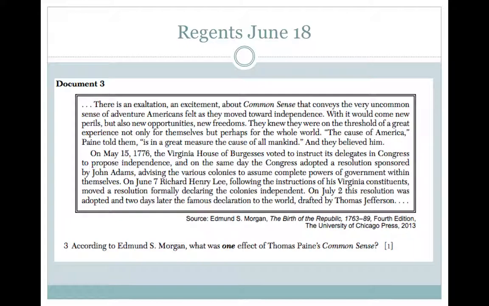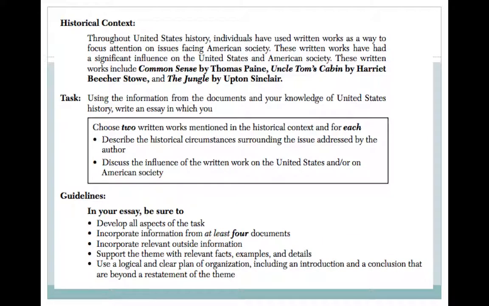And right here we can take that one effect was that these people were convinced that they were doing something for a great cause, that this was going to be revolutionary. This they needed to get independence. So if you put something like that, you would get the answer correct here.